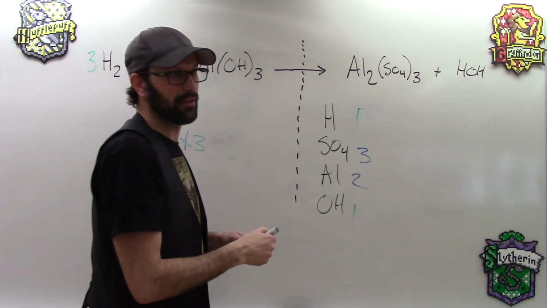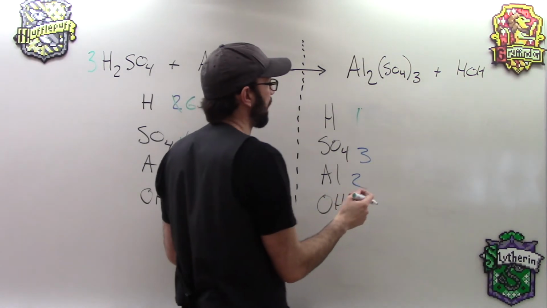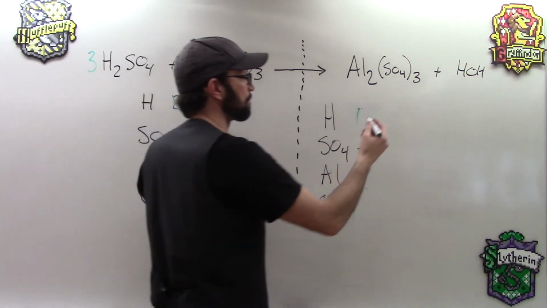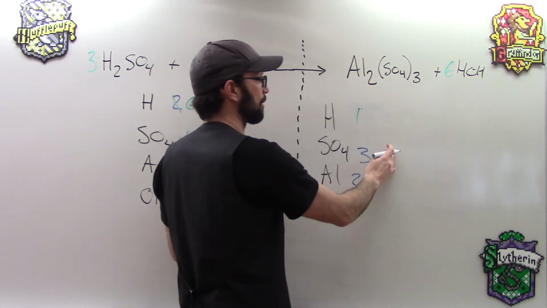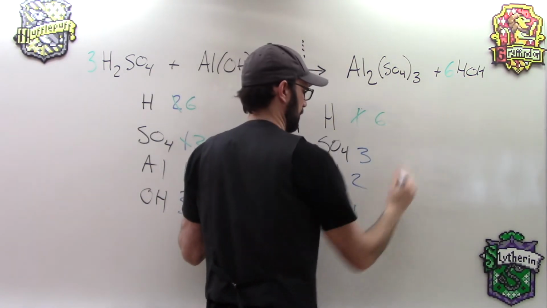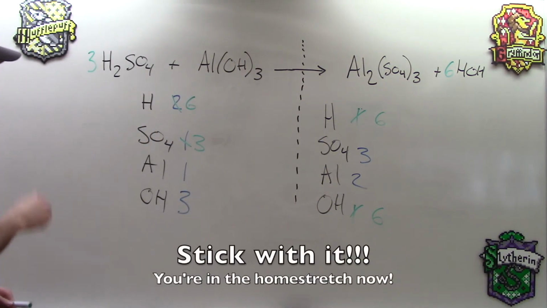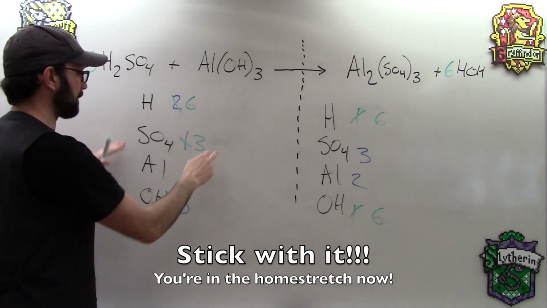Now it's a little easier, but you have to do some weird math, and some of you don't like weird math. 1 times what equals 6? Well, everybody's yelling at me, 6. So I'll put a giant 6 there. Now we've got 6 hydrogens and 6 hydroxides. Jolly good. So balanced, let's go over here.